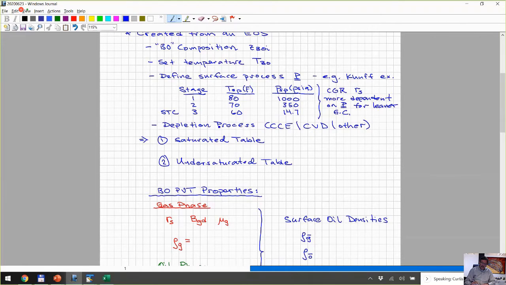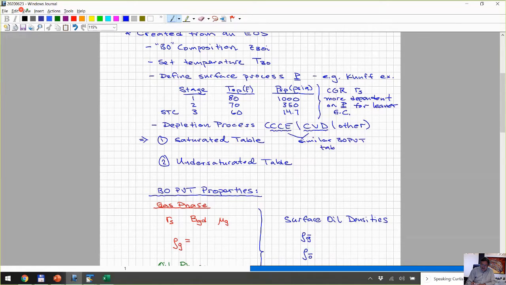Then you've got the depletion process. You have to choose some kind of a depletion process to go from the initial saturation pressure down to lower saturation pressures to cover the entire range of the PT diagram, the entire range of two-phase conditions. We typically use a constant composition expansion. We may use a constant volume depletion. These will typically give very similar black oil PVT tables.